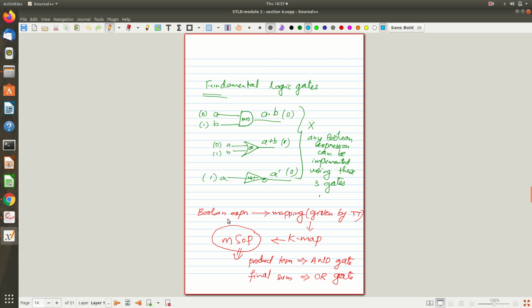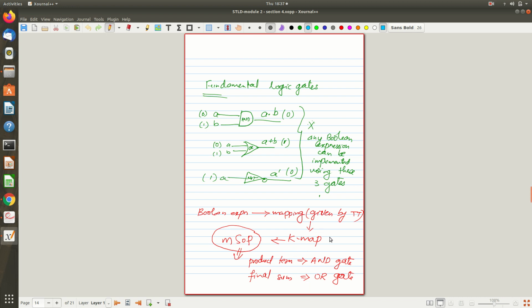First you come up with a Boolean expression that represents the logical meaning of what you want to perform, right? For every Boolean expression there will be a corresponding truth table representation, or a kind of mapping. And this truth table representation itself we are representing using something called a K-map, a more convenient representation from which you can directly go for simplification in a very easy way.